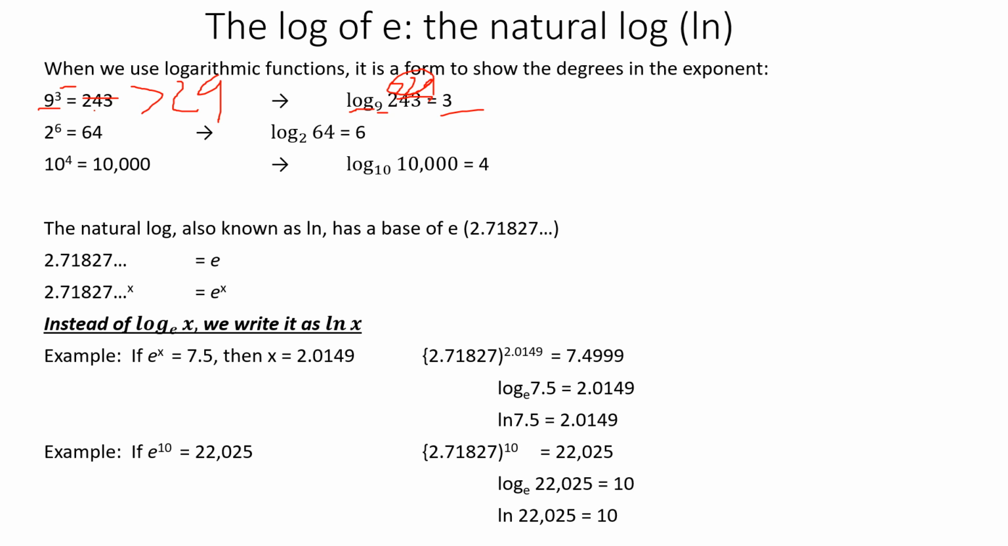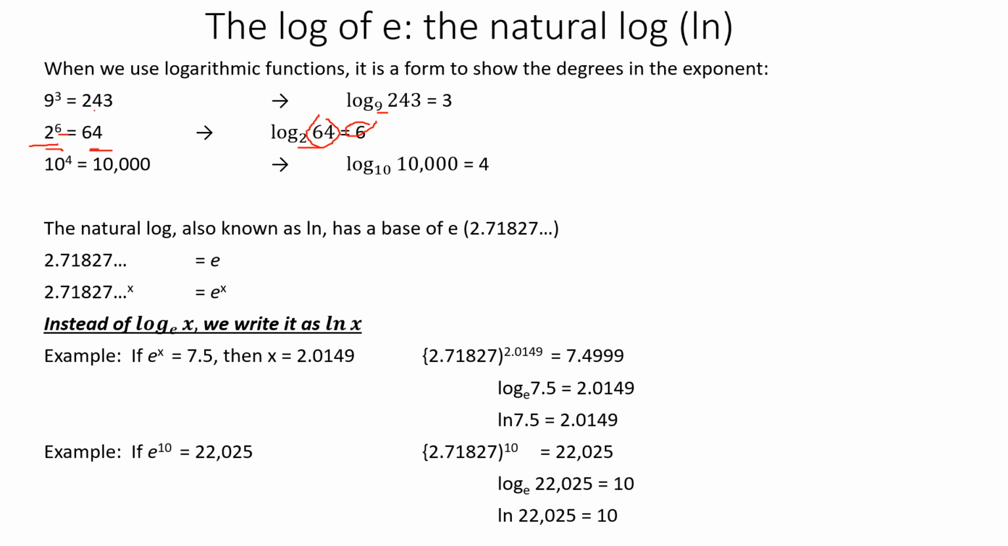Let's do another one here because I made a mess of this first one. The second and third one are correct. 2 to the 6th is 64. 2 times 2 is 4, times 2 is 8, times 2 is 16, times 2 is 32, times 2 is 64. Base 2, so it's log base 2. My answer is 64, I'll put right here. And the exponent to that base 2 is 6.